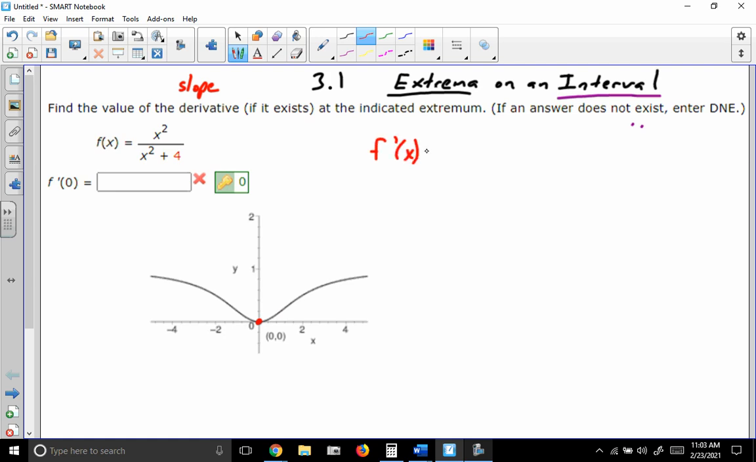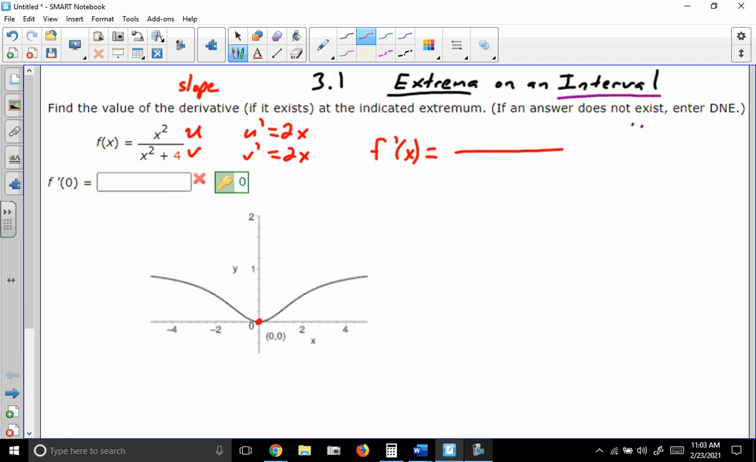Now, we could actually do this without the derivative, but just to verify, let's take the derivative. So we have a quotient. If the numerator is u, if u is x squared, then u prime would be the derivative of x squared, which is 2x. If the bottom is v, then v prime would be 2x. That's the derivative of the bottom.